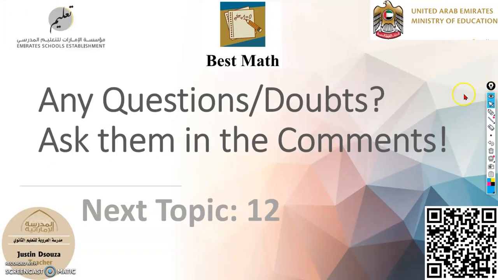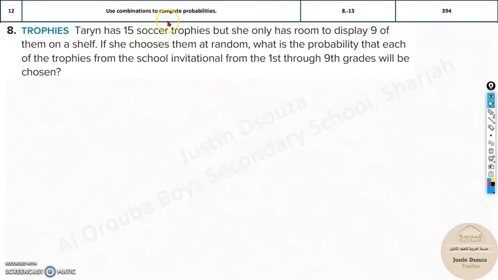We move on to the 12th topic. It is on using combinations to compute probabilities. Now let's read this problem, understand it, and then I will talk about it. First of all, Tareen has 15 soccer trophies, but she only has room to display 9 of them on a shelf. If she chooses them at random, what is the probability that each of the trophies from the school invitational from 1st through 9th grade will be chosen?